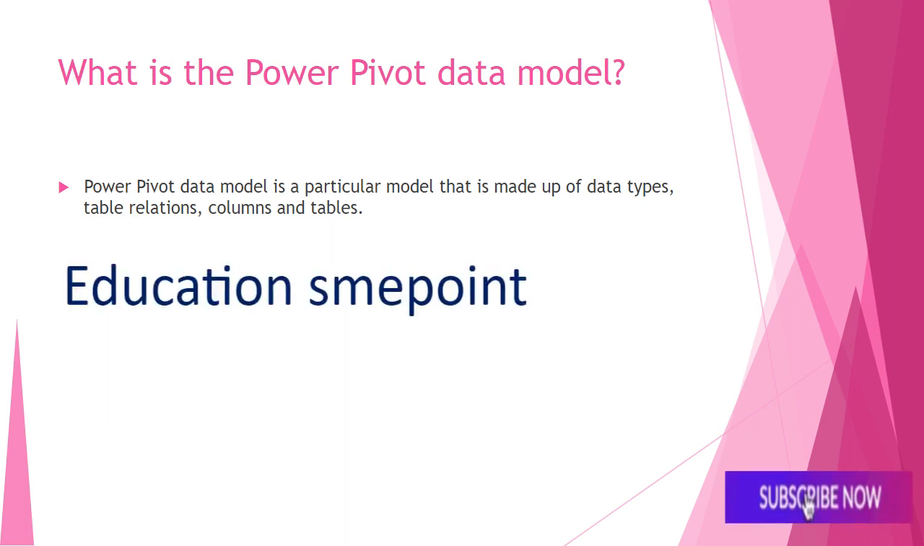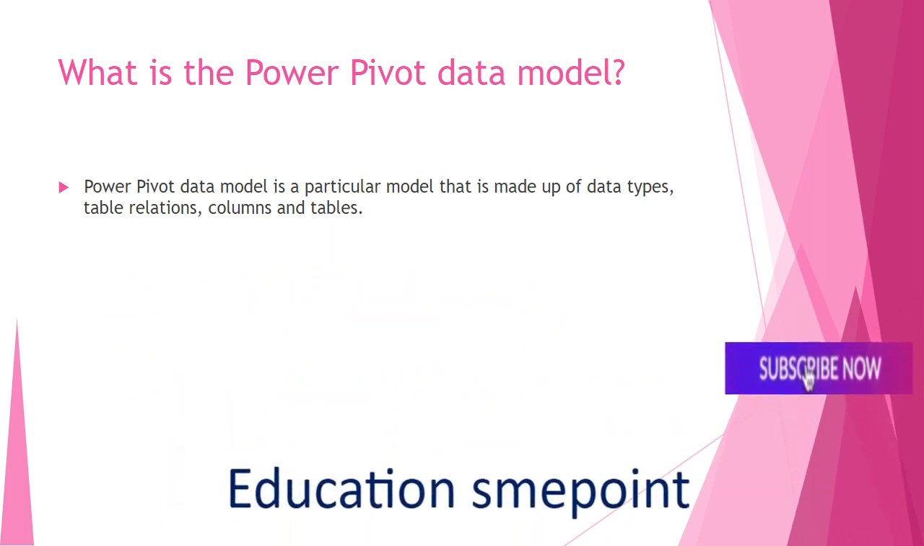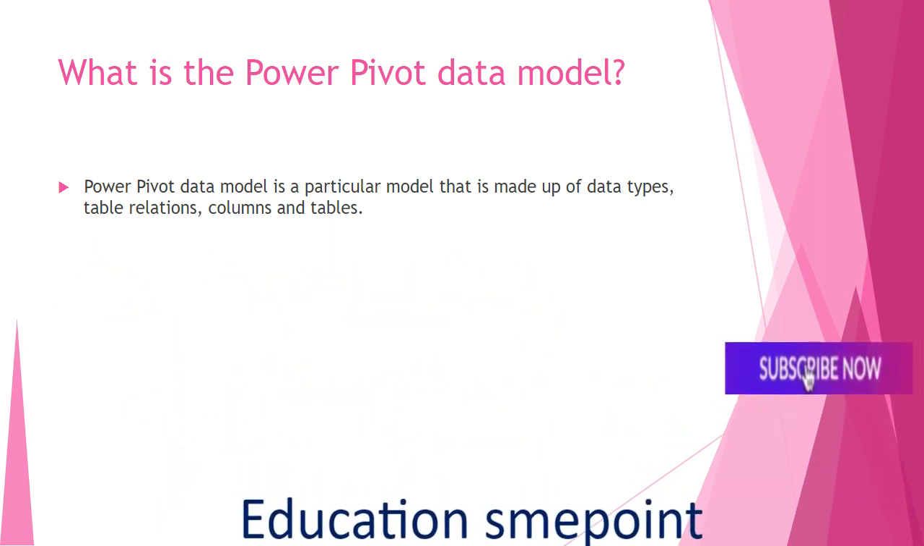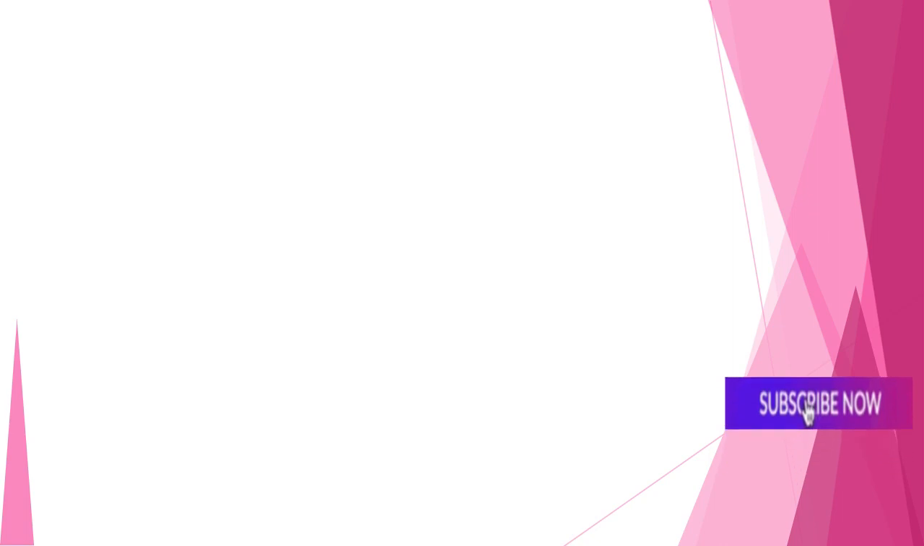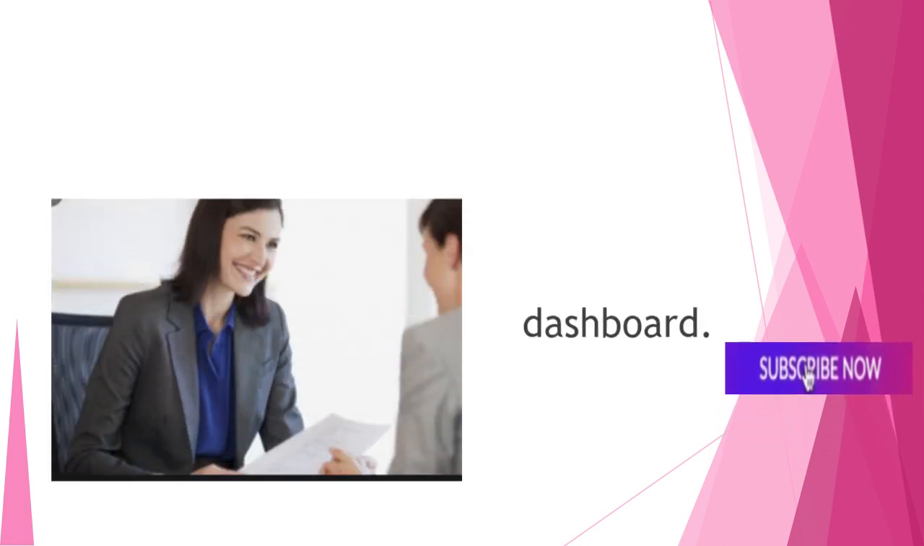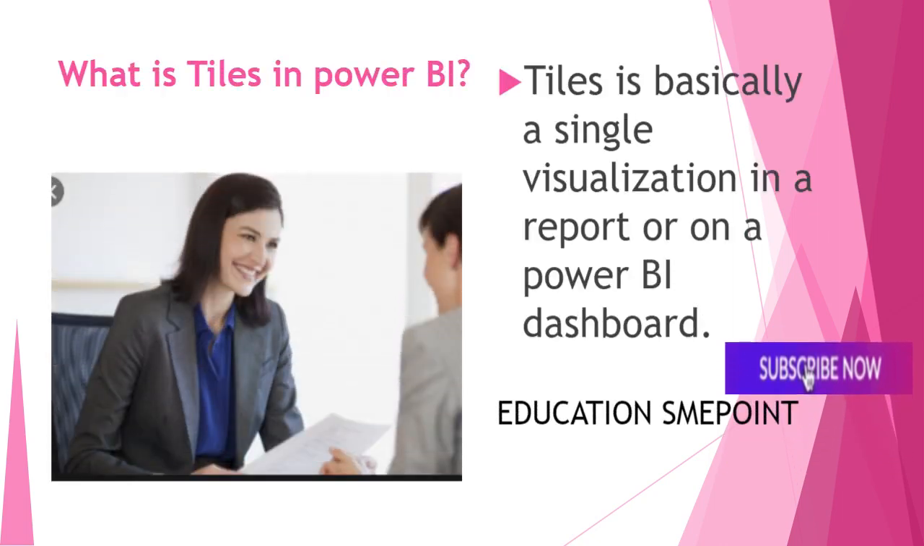What is the Power Pivot data model? The Power Pivot data model is a particular model that is made up of data types, table relations, columns and tables. What are tiles in Power BI? A tile is basically a single visualization in a report or on a Power BI dashboard.